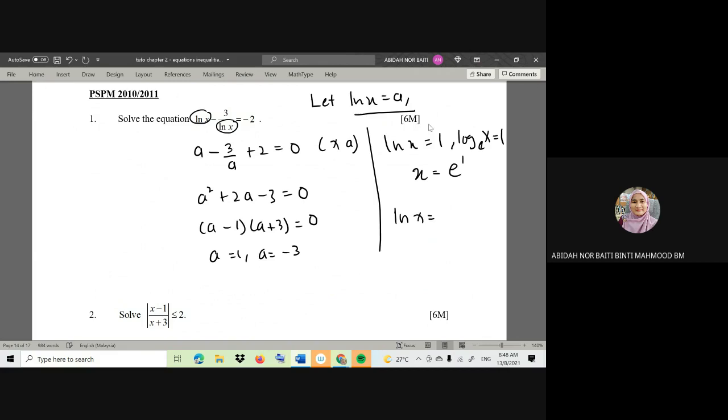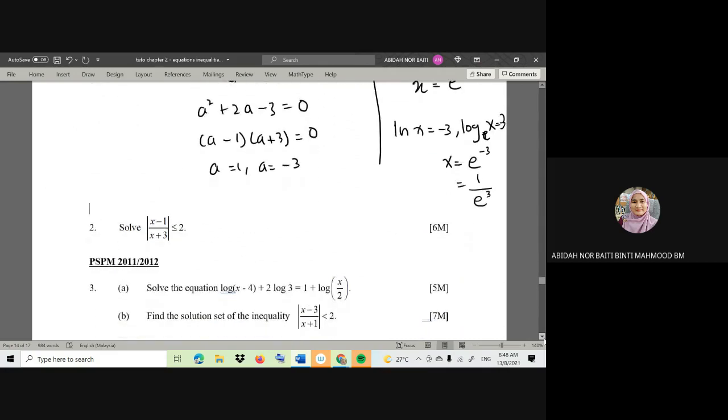Ln X is minus 3. Ln is log with base E sahaja ya. E negative 3. Okay, then we change to index form. So X equal to E power of negative 3. Ataupun 1 over E cube. Boleh ya?